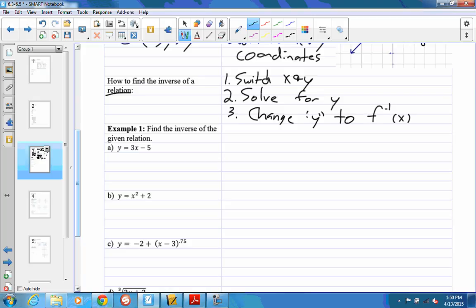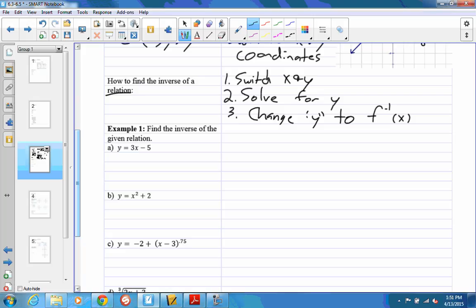Right? That's the symbol for inverse. It's not your function up to the negative first. That's just the symbol. This f negative 1 means inverse function. So no matter what, at the end, change your y, change your h of x, whatever, change it to f inverse of x. Any other question?